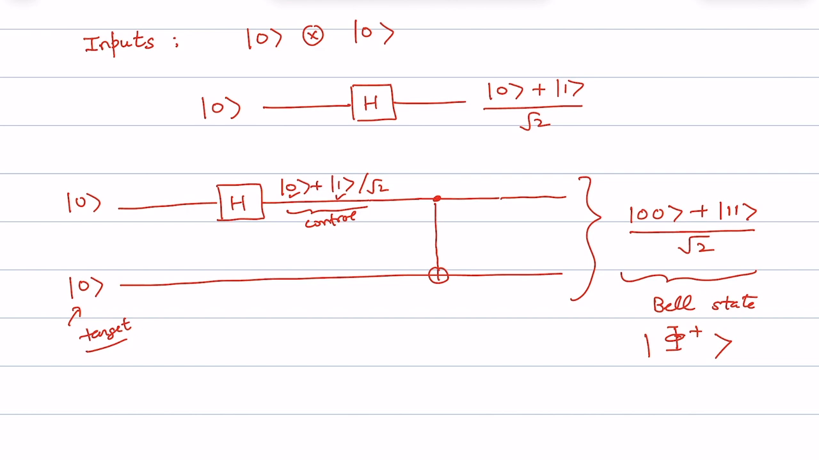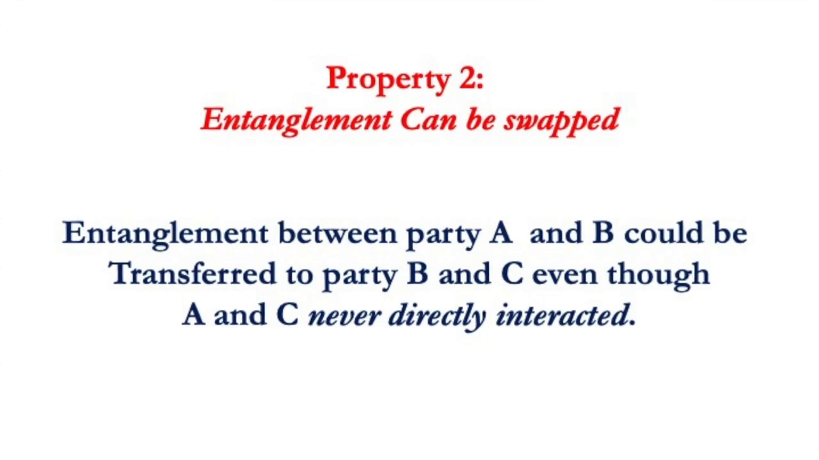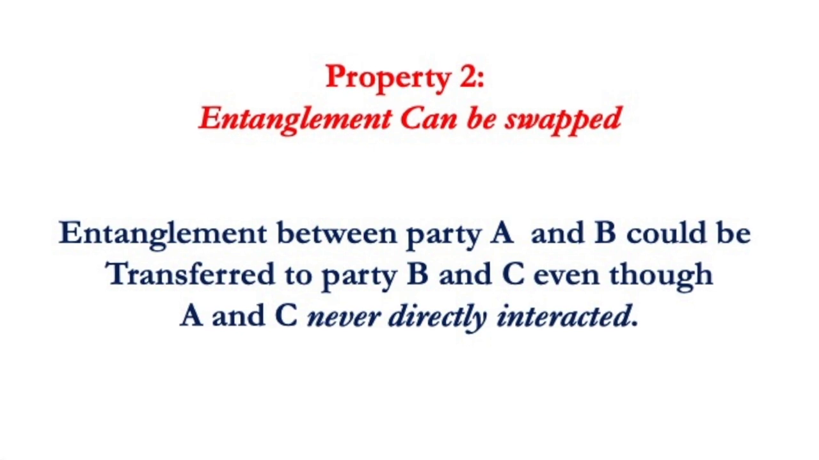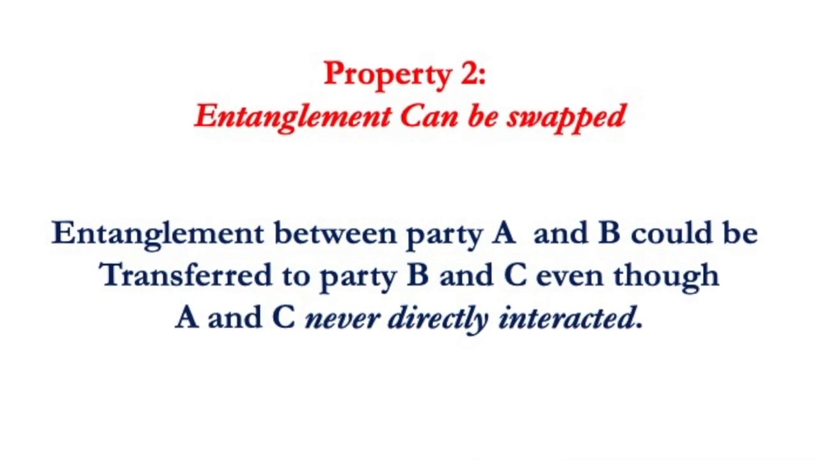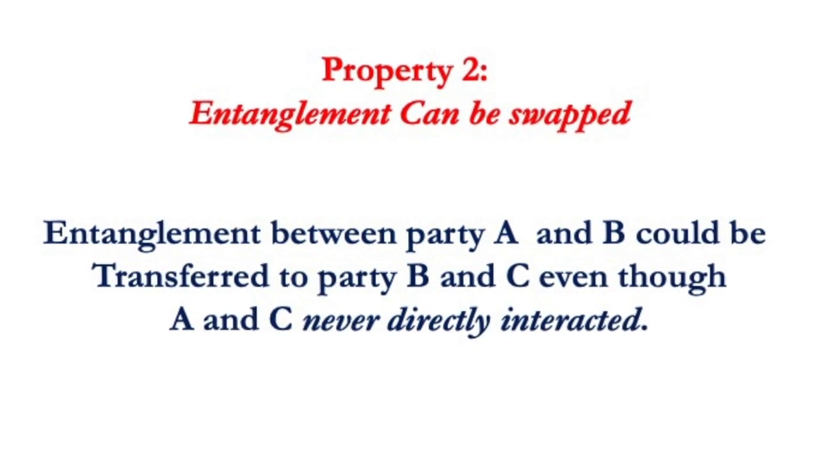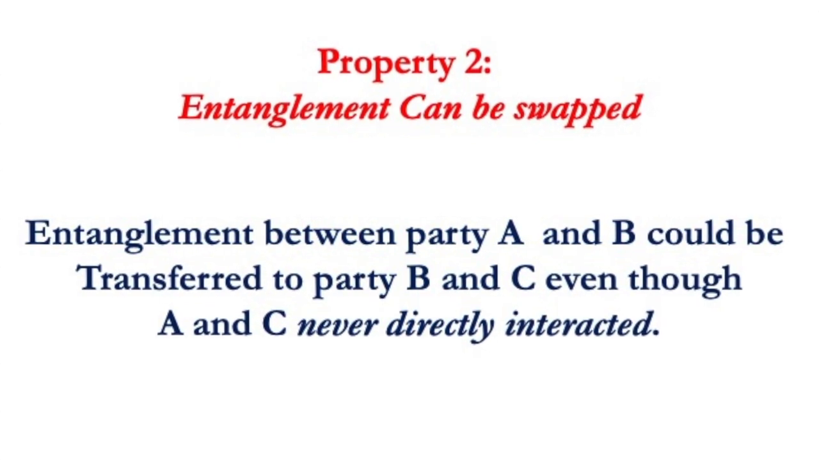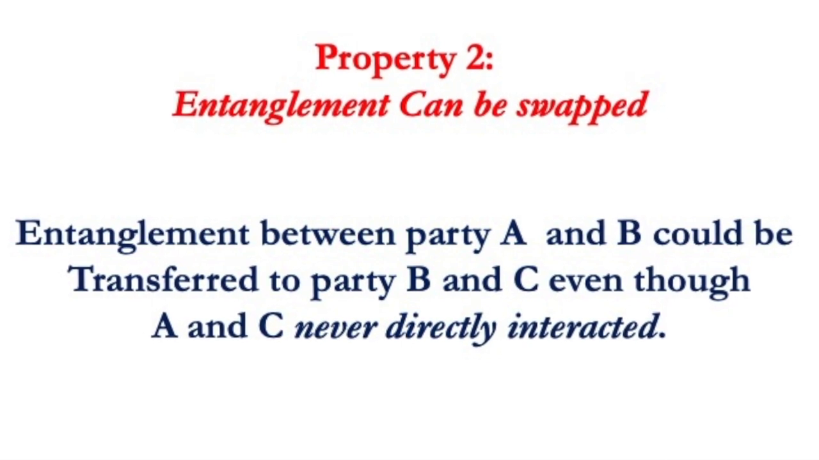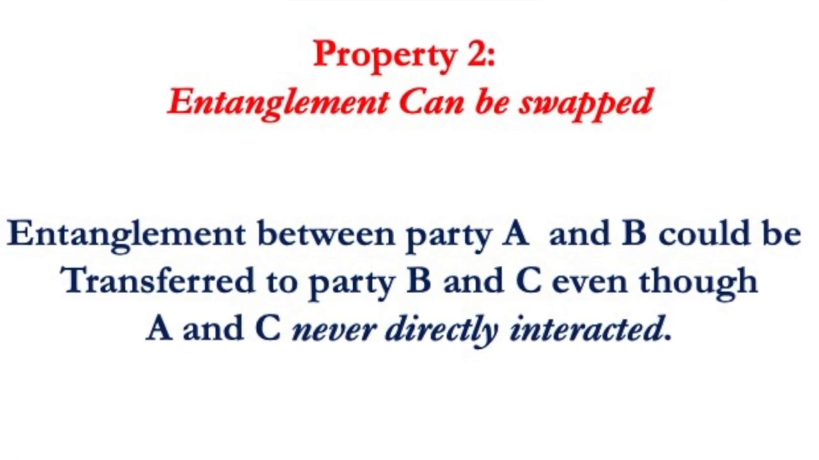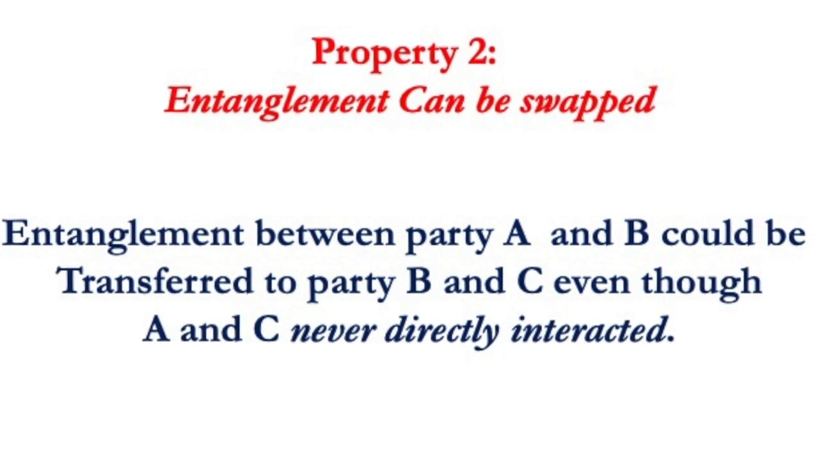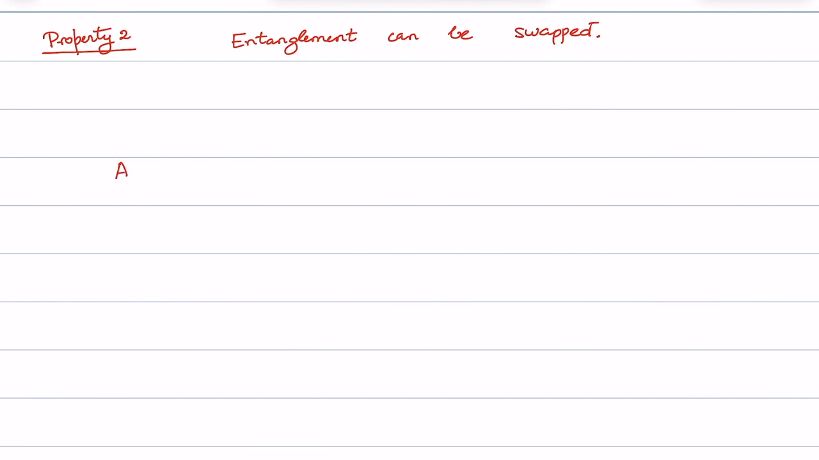Now, let us go back to discussing properties of quantum entanglement. One of the most important and useful properties of quantum entanglement is that entanglement can be swapped. It basically means that entanglement between parties A and B can be transferred to parties B and C, even though A and C never directly interacted. To understand this property, let us consider this example. Say A, B and C are three parties represented by Alice, Bob and Charlie.